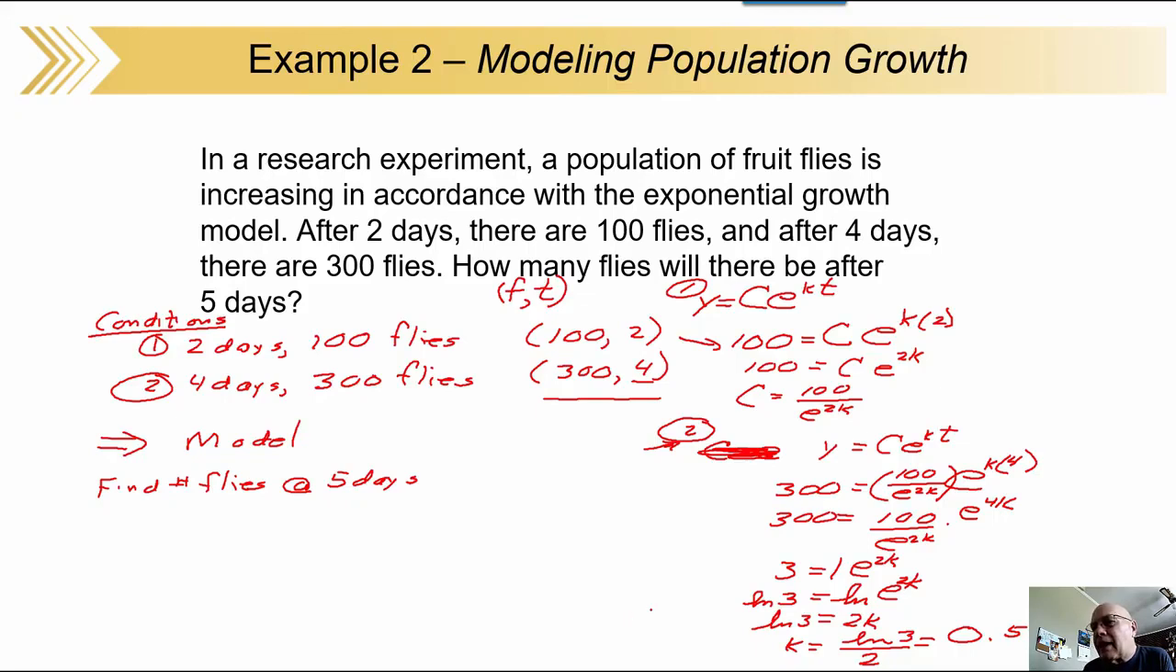So we've got k. So what is c? We need the c also to have our model. Well, right up here, when we were working with our first condition, we said c equals 100 over e to the 2k. Hey, we just found out what k is exactly. All I need to do is put that into this formula, and I can get what c is.